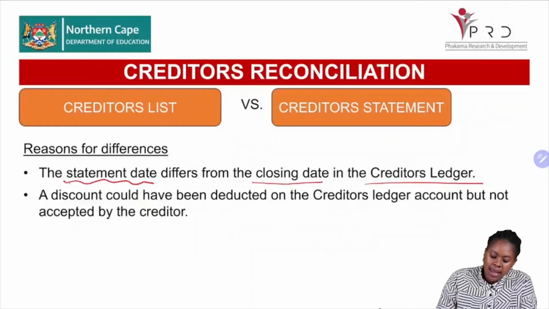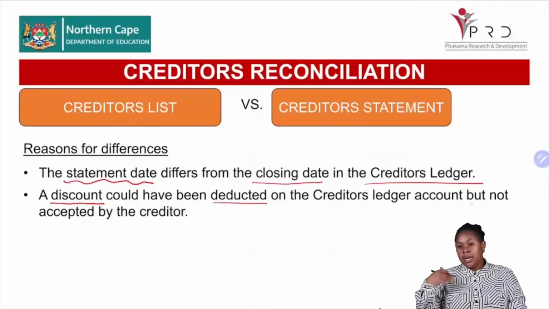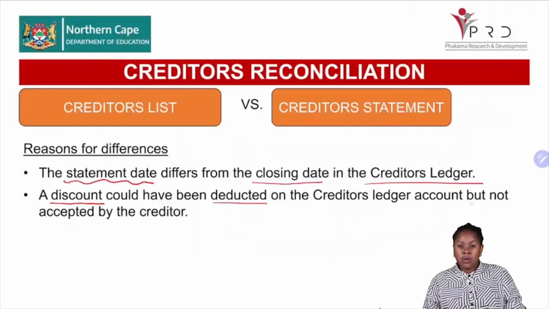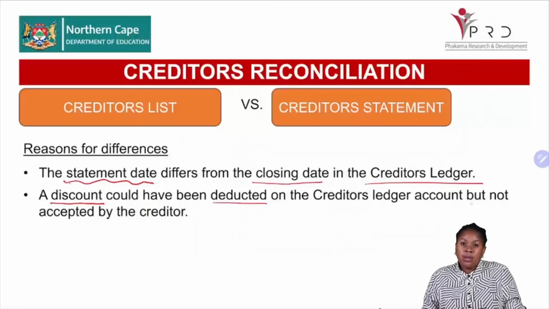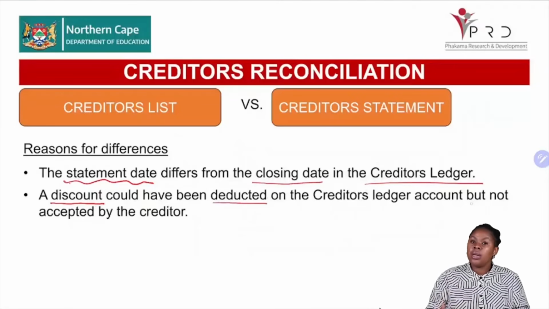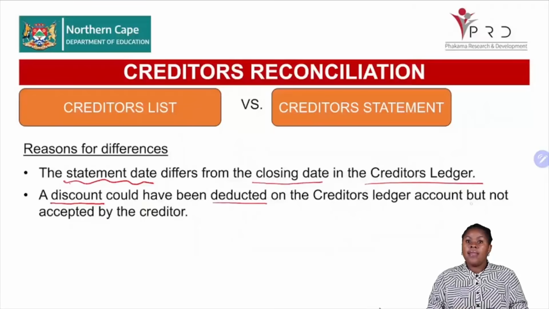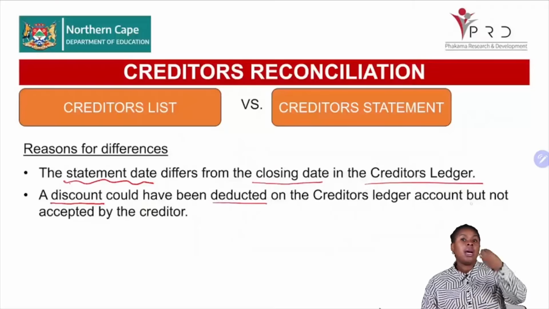All right. Then another reason why our creditors list and our creditor statement will not be the same is that there might have been a discount that we deducted on the creditor's ledger account, but the creditor did not accept. Sometimes the creditor offers a discount if a specific payment is made on a particular date, but we do not meet the criteria. But when we record the transaction, we record it as if we have met the criteria. Then when the creditor statement comes, we realize that we actually did not receive that discount. Therefore, we need to cancel the discount in our books.